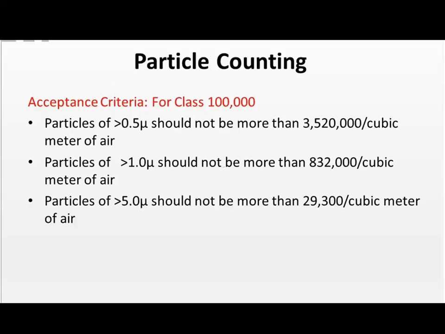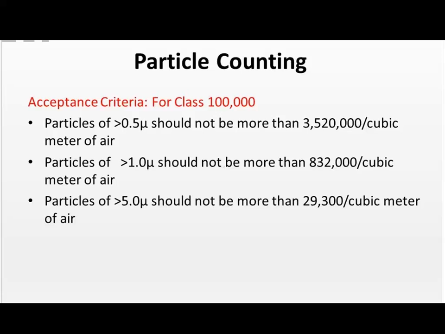For the particulate monitoring in a class 100,000, again, this is non-sterile. This would be a class C or D for ISO standards. The particulate acceptance criteria, when you're looking at particles of 0.5 microns in size, for ISO standards, should not be more than 3,520,000 per cubic meter of air. And that sounds like a lot, but a 0.5 micron particle is not visible with the human eye.